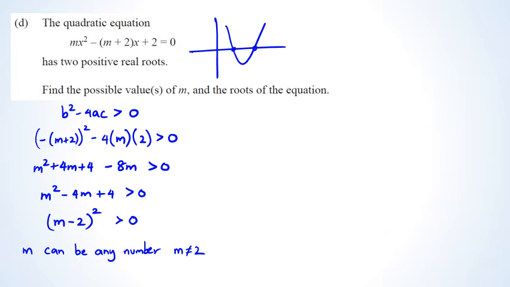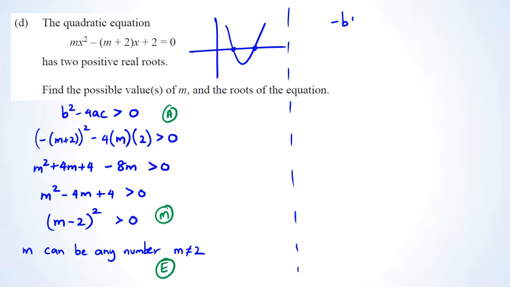So this is one way of doing it. And I think if you do it this way, you end up with the same thing. You get an excellence for this. Getting to this point, you get a merit. And achieved is this point here. So this is one way of doing it. The other way of doing this question is by using the quadratic formula.